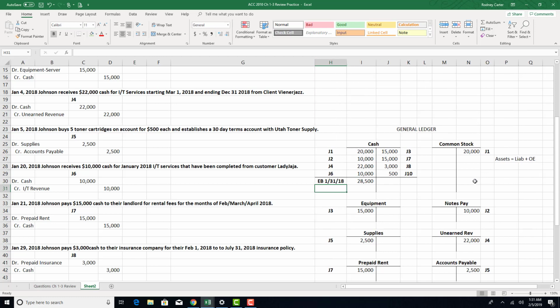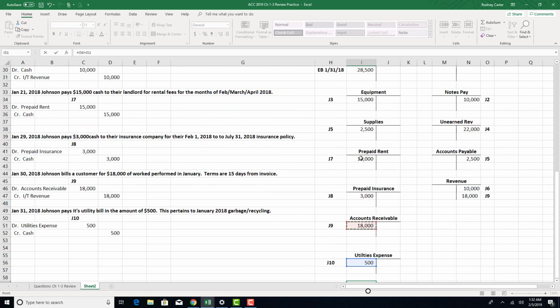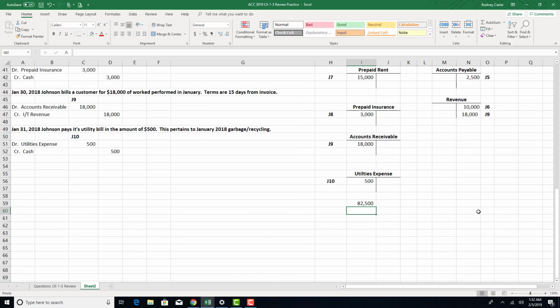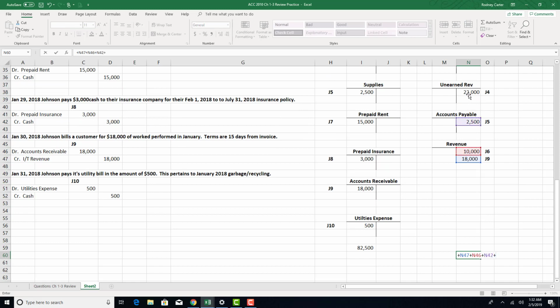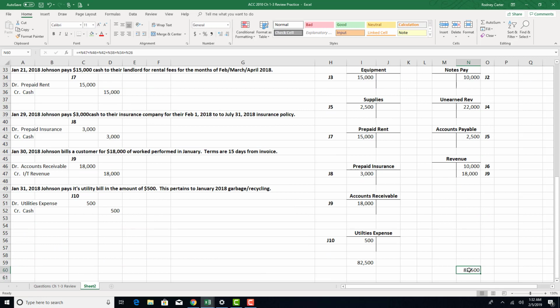I won't do that on all of them, but what I do want to do is add up all the debits. Here's all my debits, and then here's all my credits. I want to do a check figure on this. Let's see if we balance after I reconciled cash. Whoa, look at that. We got 82,500 and 82,500. Do you like how I just did that check figure?